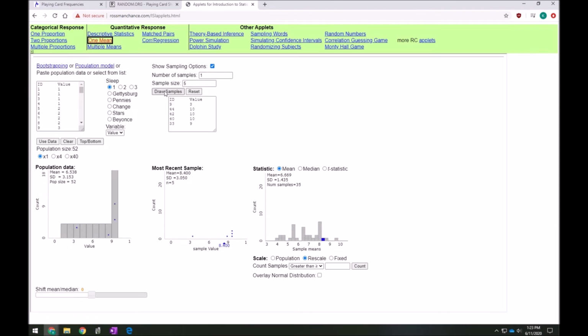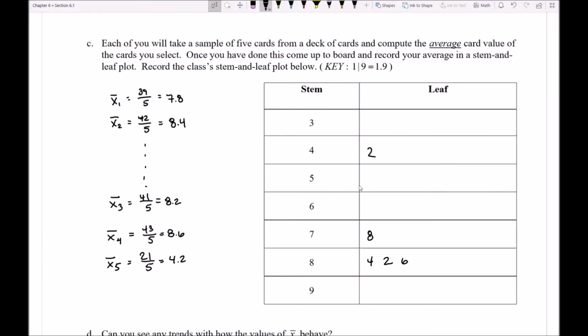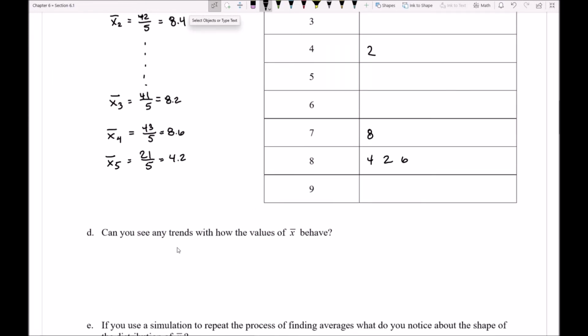So I can begin to see the things that happen a lot and the things that don't seem to happen a lot. If I want to speed up this process, I can also go here and click on the number of samples. Maybe I want to do 1,000 times this experiment, right? I want to do it 1,000 times in a row. Well, if I do that, I can start to see things that happen a lot. And we can go back and begin to answer some of the interesting questions that we have in these later parts. You'll notice down here, can we see any trends with how the values of X bar behave? Well, yeah, we definitely can.